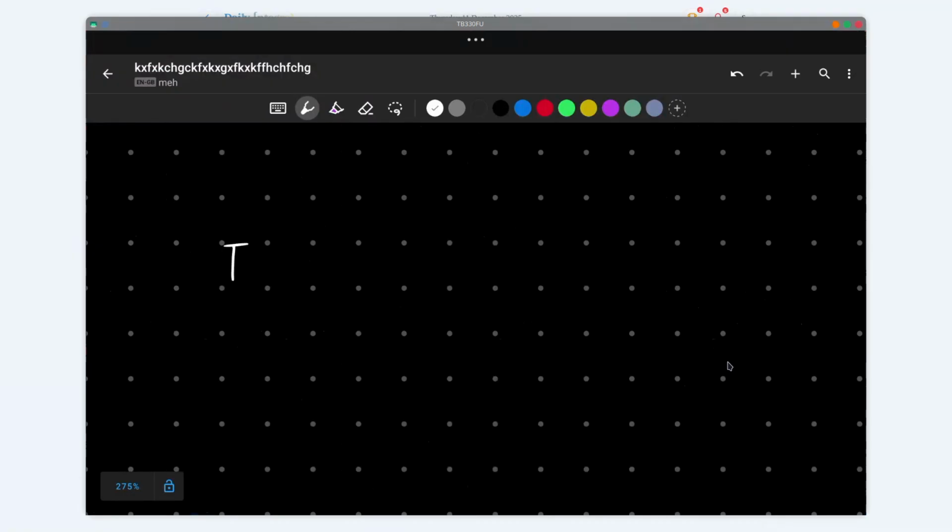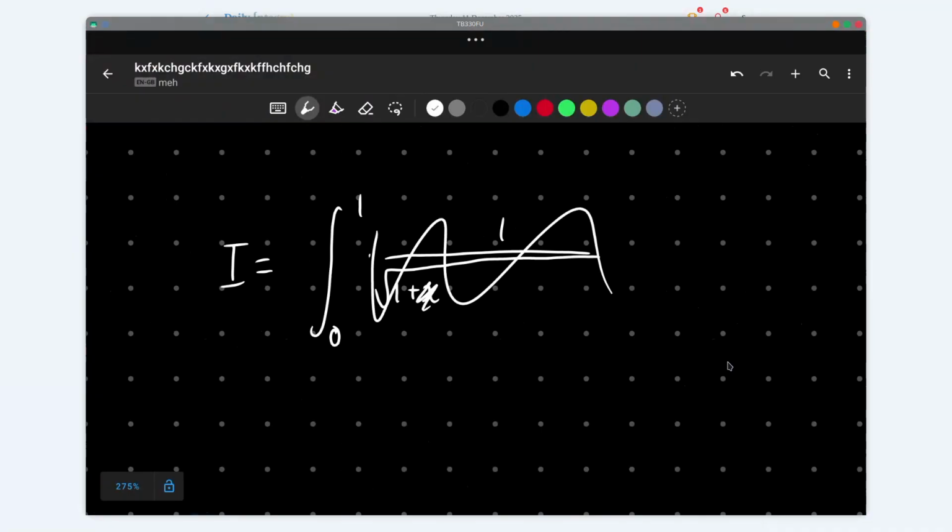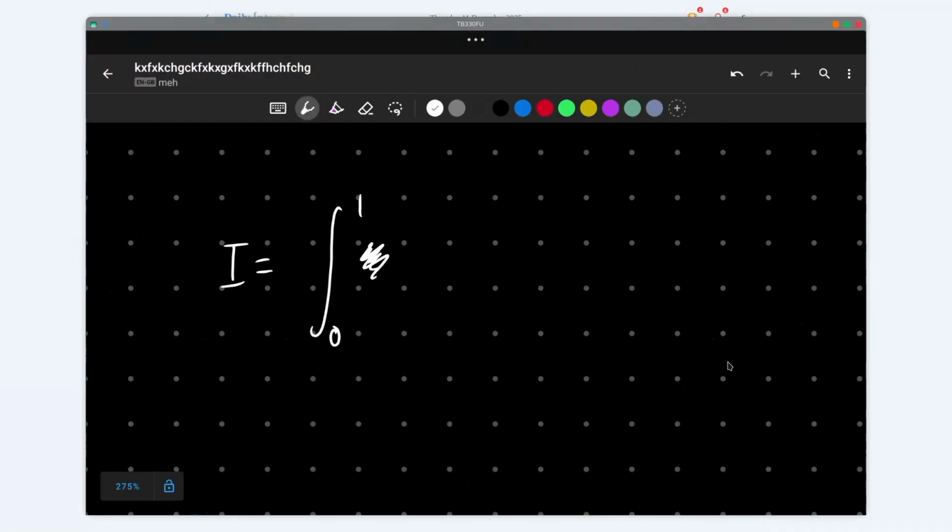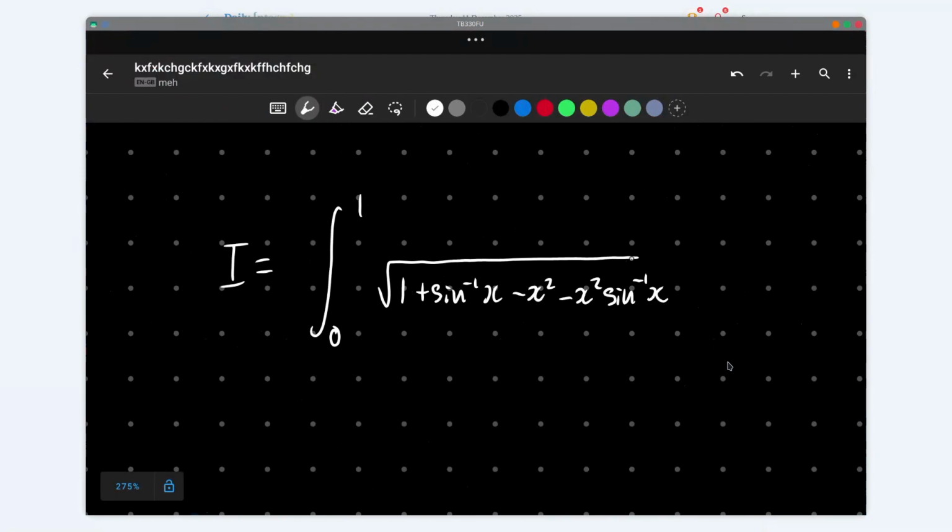So we have the integral from 0 to 1 of 1 over the square root of 1 plus arcsine x minus x squared, times 1 plus arcsine x. That's criminal. That's also criminal, but we'll keep it.